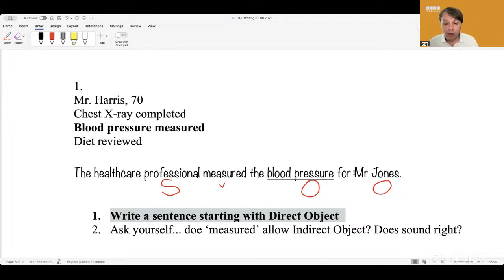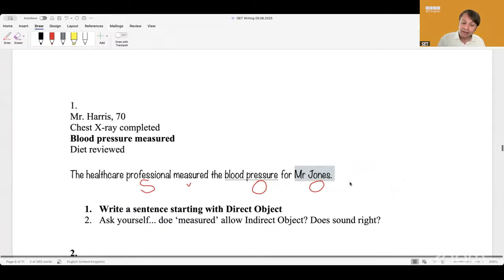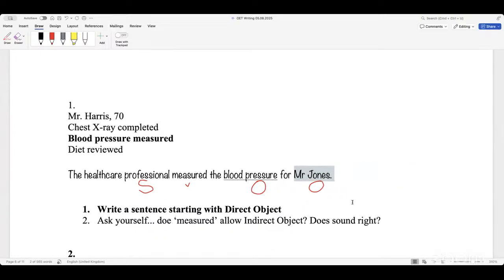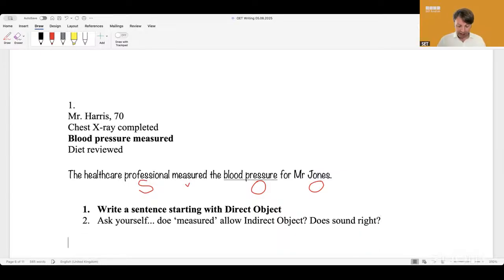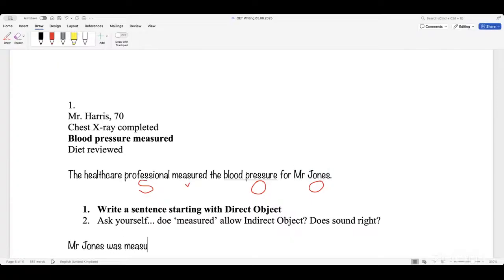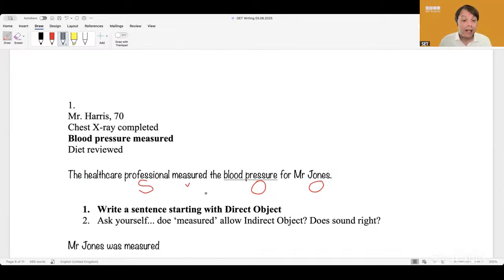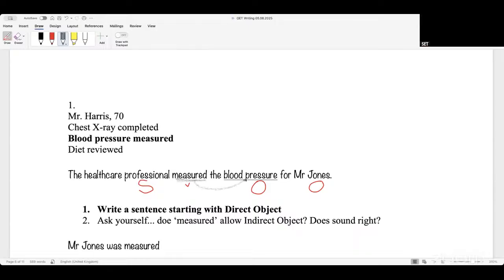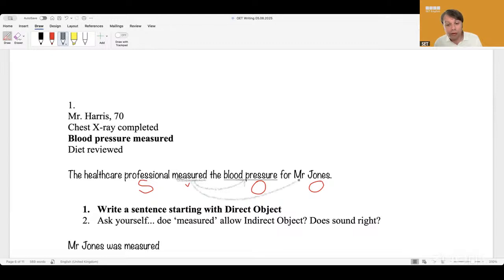Last question. Can we start with Mr. Jones or not? Does it sound right? No, we can't start with it. Right? Look, if I say Mr. Jones was measured, why does that sound wrong? Because we don't want to measure Mr. Jones. Mr. Jones didn't measure his blood pressure. This verb has to kind of make sense for both objects. It's really simple. Ask yourself, measure Mr. Jones. Is that what is happening? No, we're only measuring blood pressure.